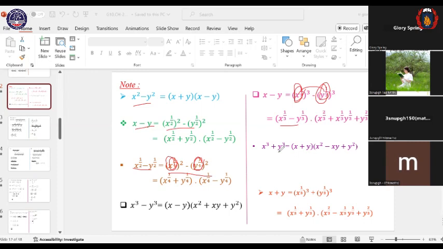As well, x cubed plus y cubed equals x plus y into x squared minus xy plus y squared. Now, x plus y equals x power 1 by 3 to the whole 2 plus y power 1 by 3 to the whole 2. So x power 1 by 3 plus y power 1 by 3 to square: x power 2 by 3 minus x power 1 by 3 y power 1 by 3 plus y power 2 by 3.